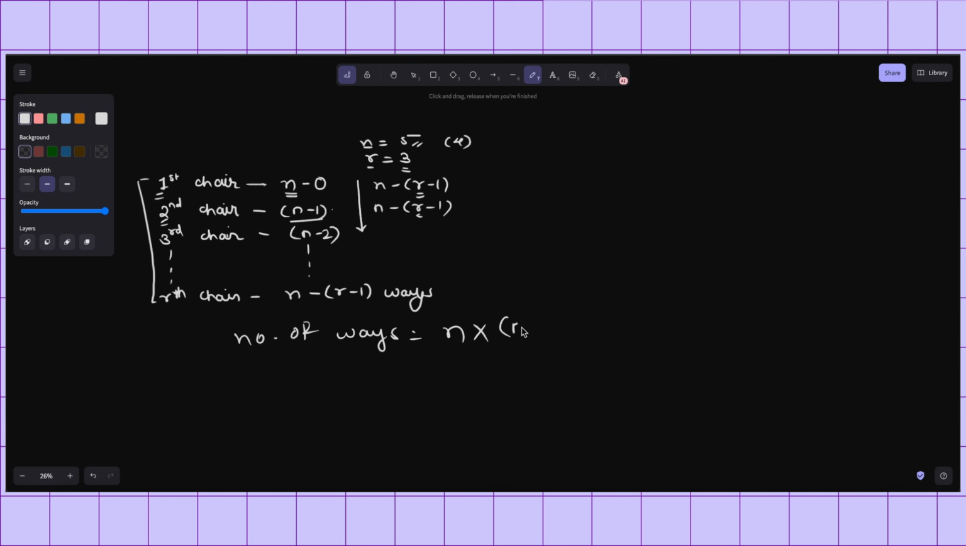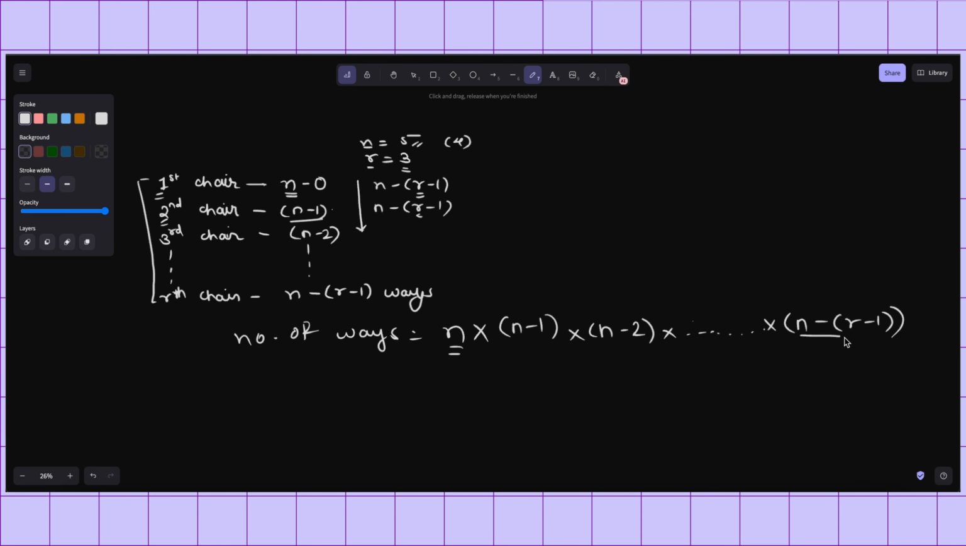So n into n minus 1 into n minus 2 and so on, because if n people can choose to sit in the first chair, then n minus 1 can sit in the second chair, then n minus 2 can sit in the third. All of these conditions should hold together, that's why we have multiplied it. And for the last one, it will go up to n minus (r minus 1).